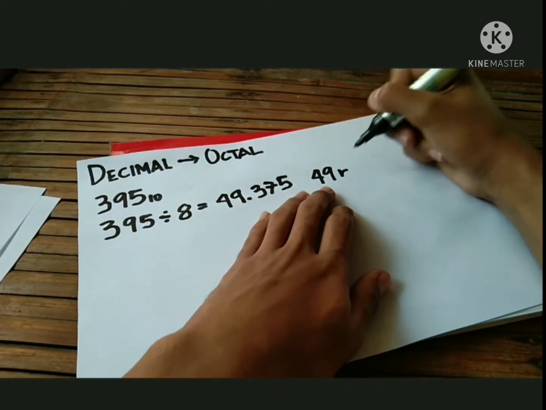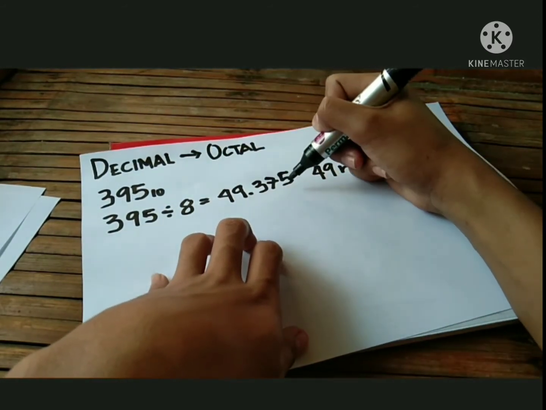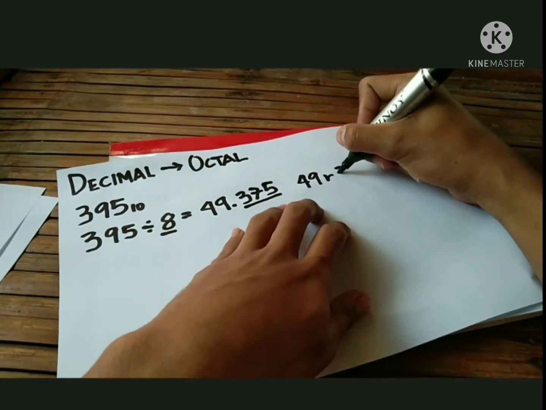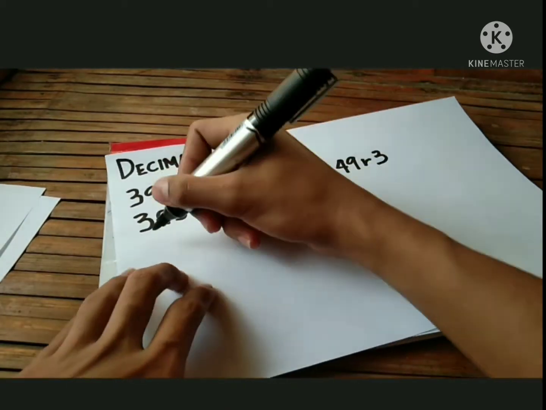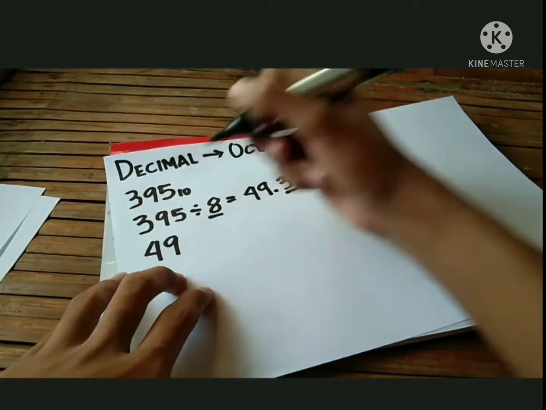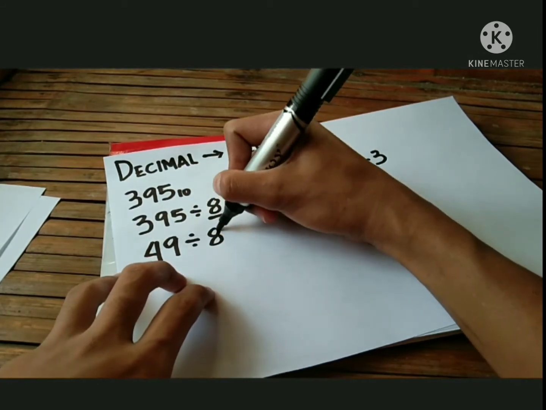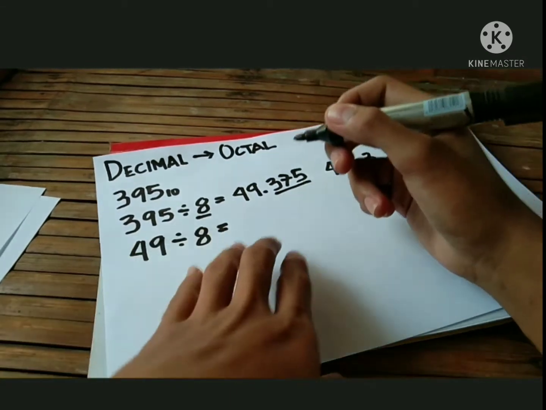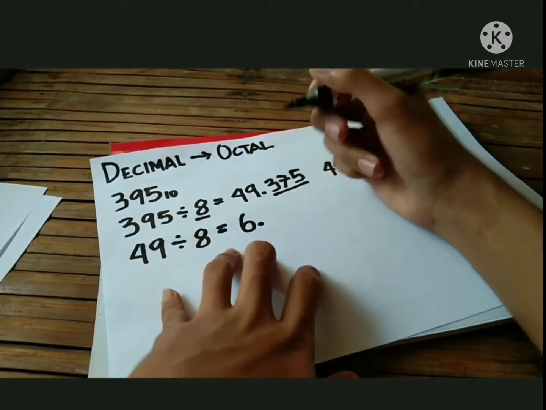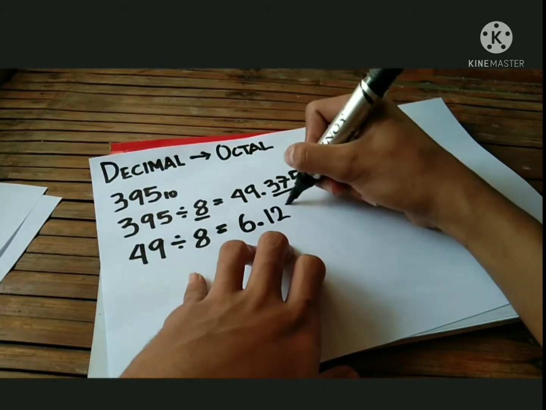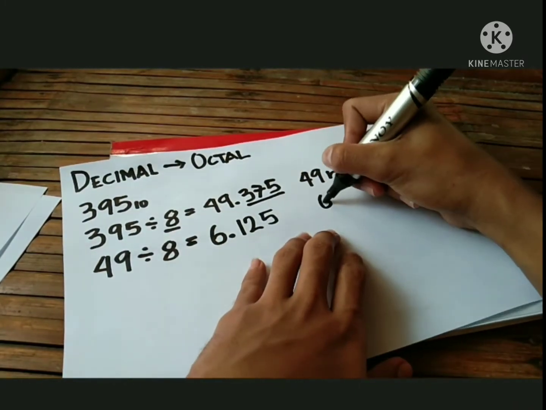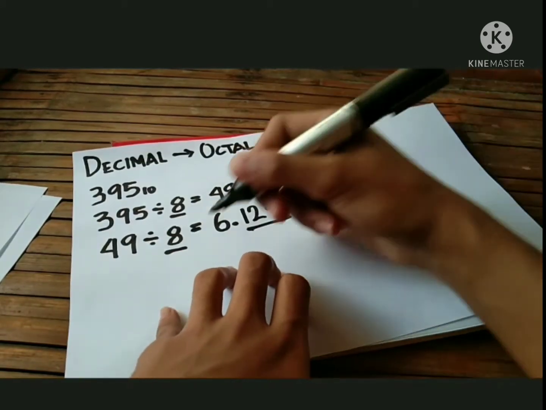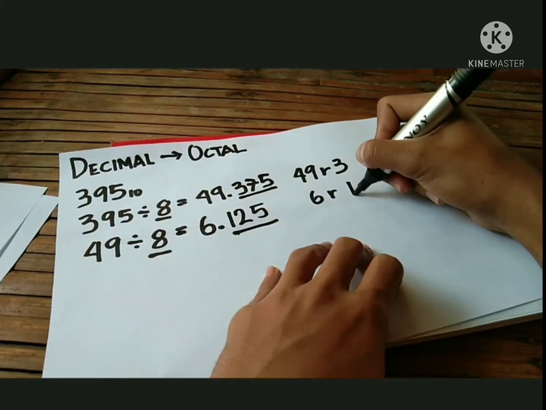For the remainder, we need to multiply 0.375 by 8. 0.375 times 8 equals 3. So we put 3 as the remainder and 49 here. So 49 divided by 8 equals 6.125. So we put 6 here. For the remainder, same process: 8 times 0.125 equals 1.